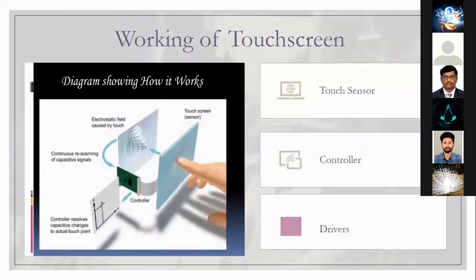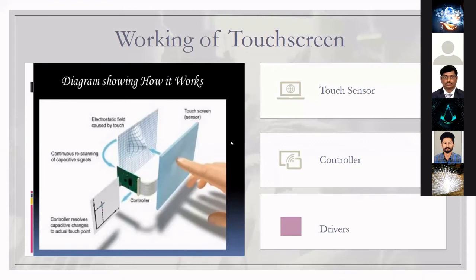Now there are three parts of the working process. The first one is the touch screen, the second one is the controller, and the third one is the driver. As you can see in this image, this is the sensor which is touched by a human, and this goes directly to the electrical field caused by touch, and it comes here into the controller, and all these things happen, sir.